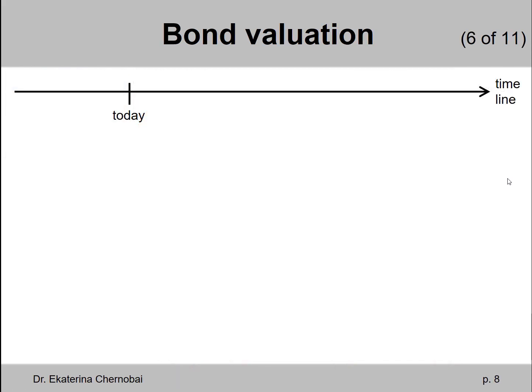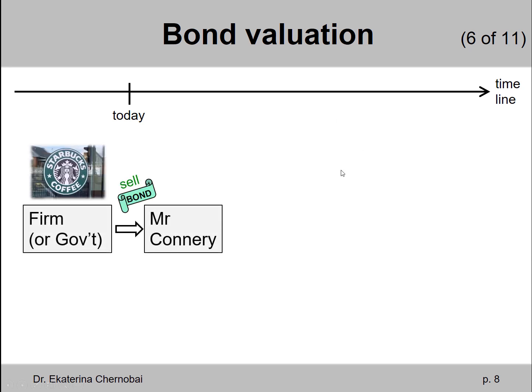So now let's look at a different side of bonds. Let's say today there is a company that sells bonds. So again, let's continue talking about Starbucks. Starbucks decided to sell bonds. Why? Because it needs to borrow money for something that's important for its business. Let's say it sells bonds to Mr. Connery.